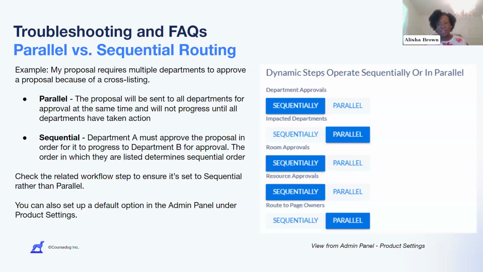You can look at each individual step within the workflow, but there are also settings in the admin panel that you can set up in advance to have them default to. And that's what this visualization is here from the admin panel within product settings, an opportunity for you to just say in advance, hey, I want all of these to be sequential. You can still also change individual steps to meet your needs.